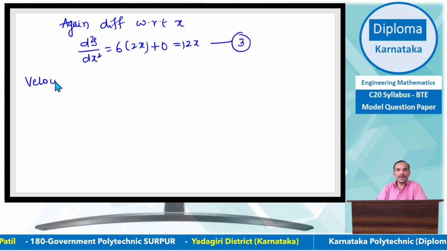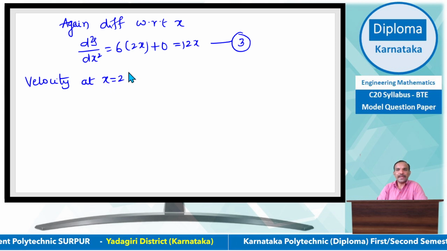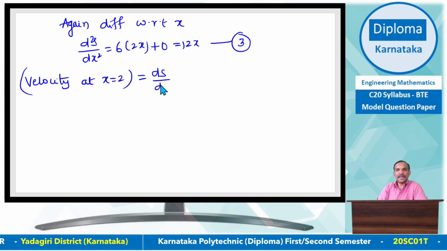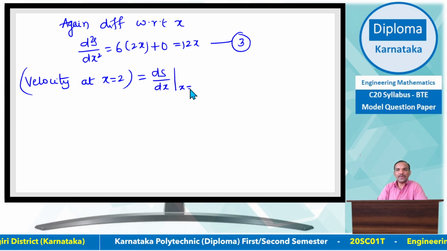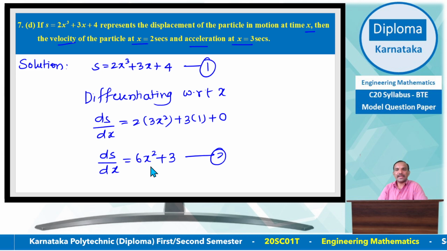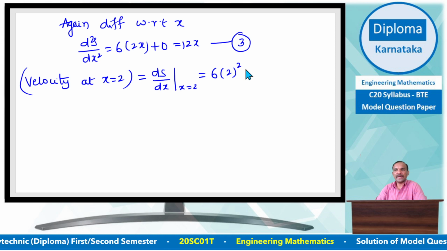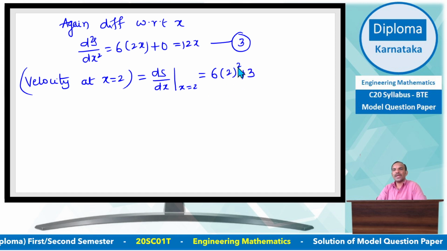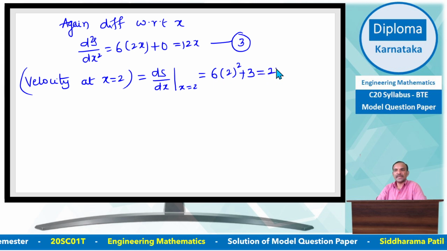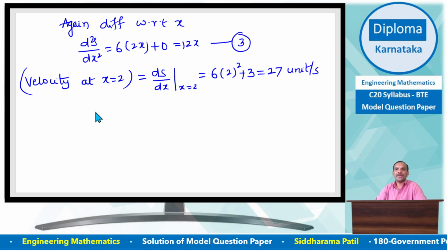Now, velocity at x equal to 2 seconds is equal to ds by dx at x equal to 2, that is 6x square plus 3. In place of x, put 2: 6 into 2 square plus 3. 2 square is 4, 4 into 6 is 24, 24 plus 3 is 27. So 27 units per second.